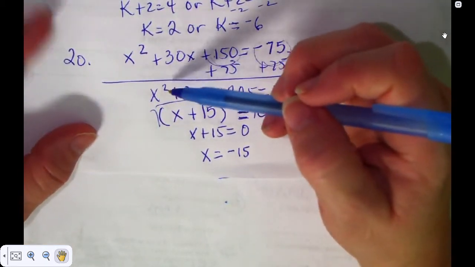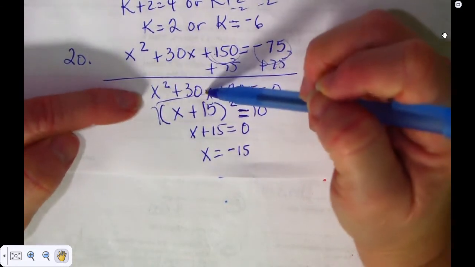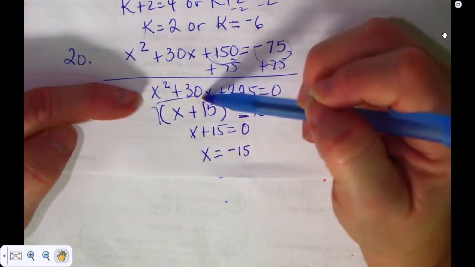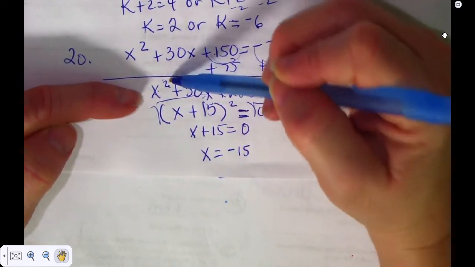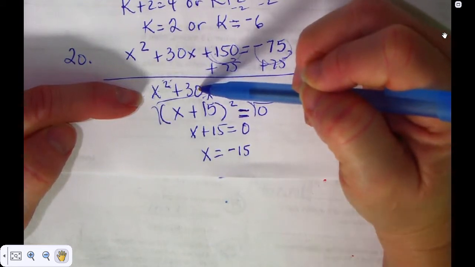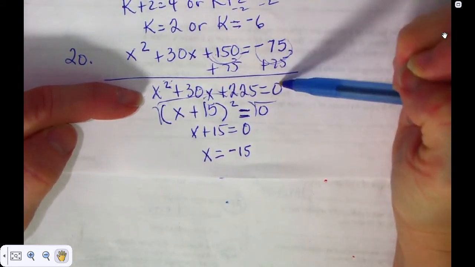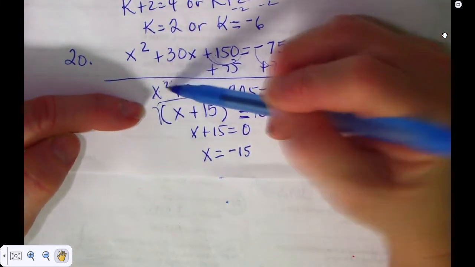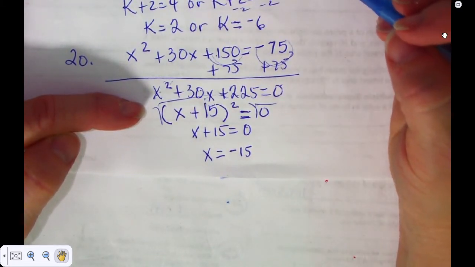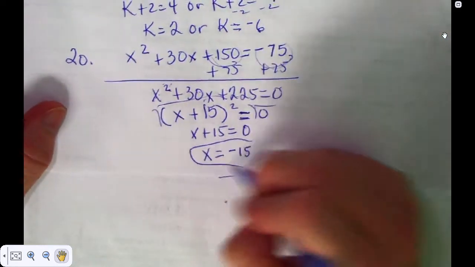Okay? Now, 15's not going to work in there. Do y'all see why 15's not going to work? 15 squared is what? 225, plus 30 times 15 is what? 450, plus 225 is not going to give you 0. So it's got to be negative 15 only. It's only one answer.